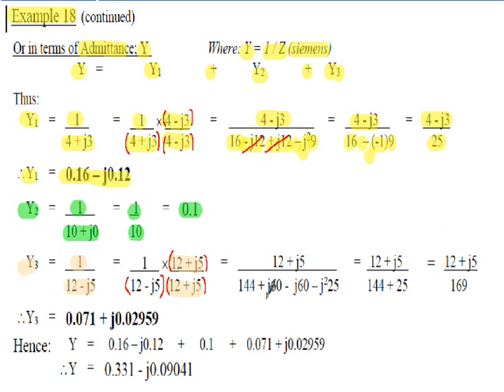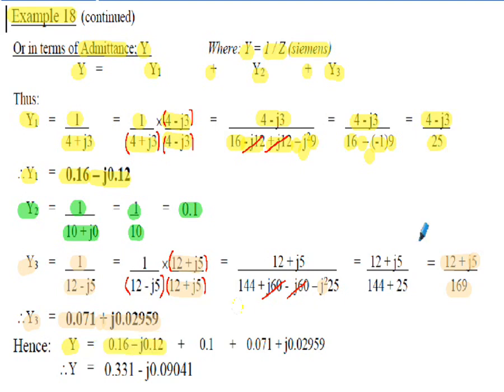Again, you will find that the two imaginary terms on the bottom of the fraction will cancel if you get your calculations correct. When you simplify, you'll end up with 12 plus J5 divided by 169 in this case. Again, watch out for the J squared term, that's the negative 1 term. You get double negatives again. So Y3 should evaluate to 0.071 plus J0.02959. So now to find the total admittance, the total Y, we simply add the above Y1, Y2, Y3.